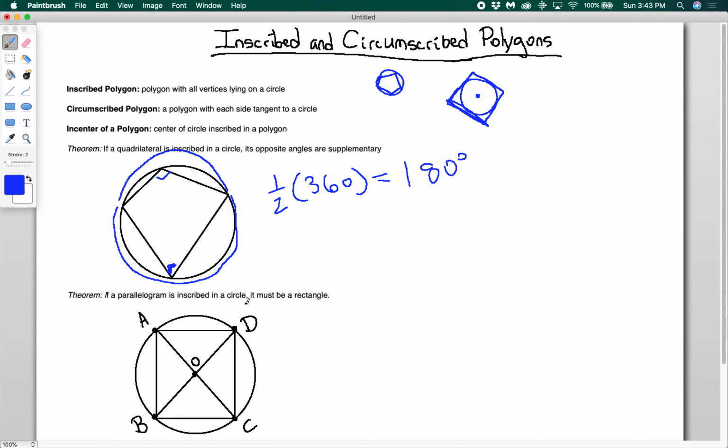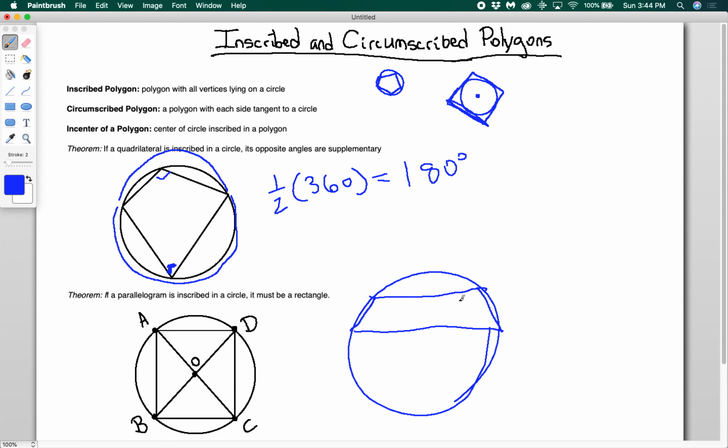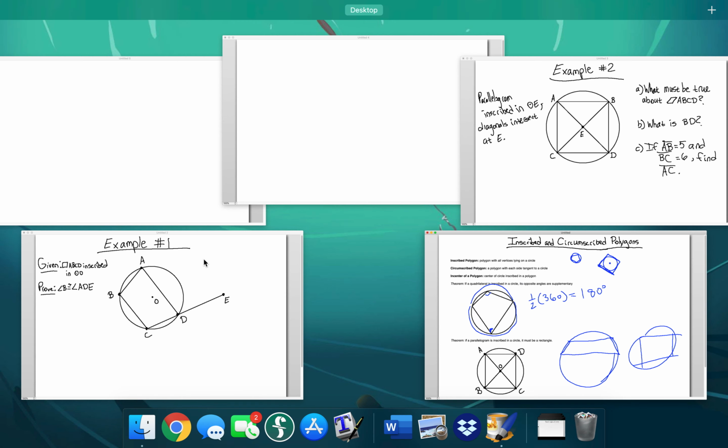Second theorem: if a parallelogram is inscribed in a circle, it must be a rectangle. And I've drawn that here for you. So yeah, try it. If you draw a circle and draw two parallel lines, they cannot form a parallelogram unless you draw it out like this, and then it's a rectangle, right? So it has to be a rectangle.